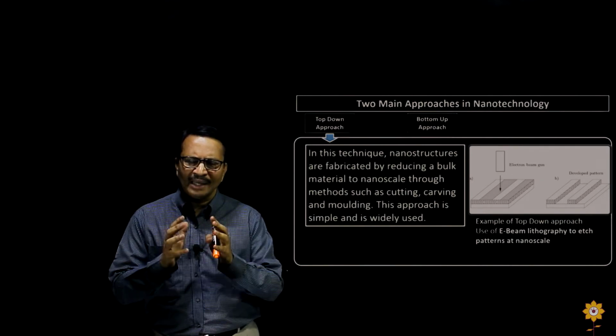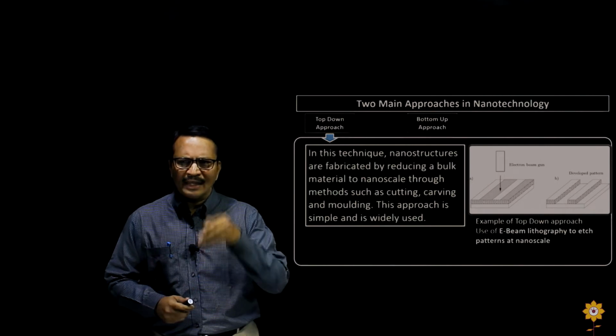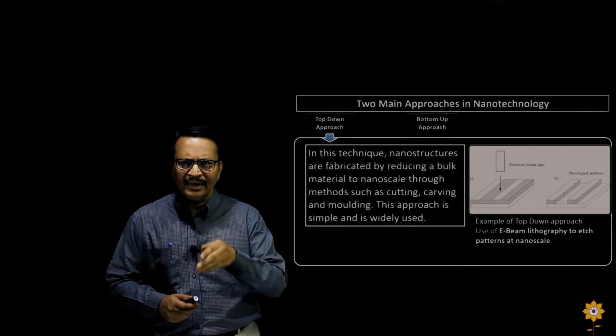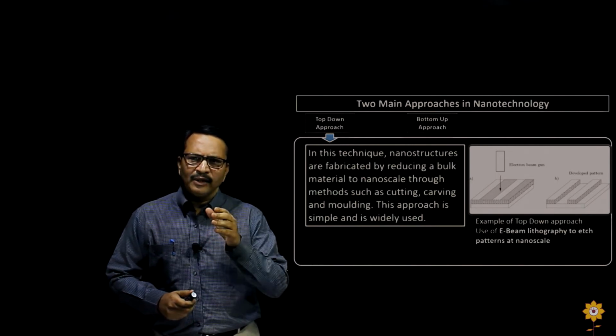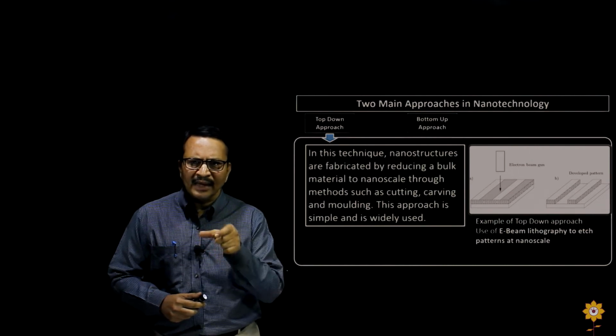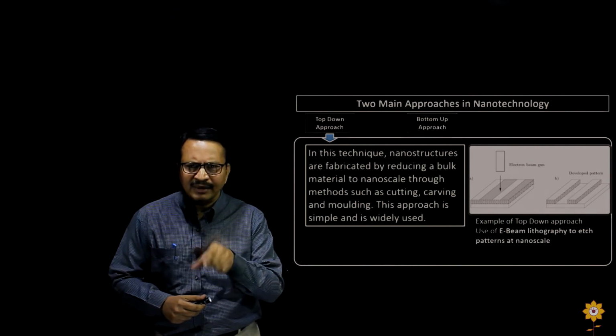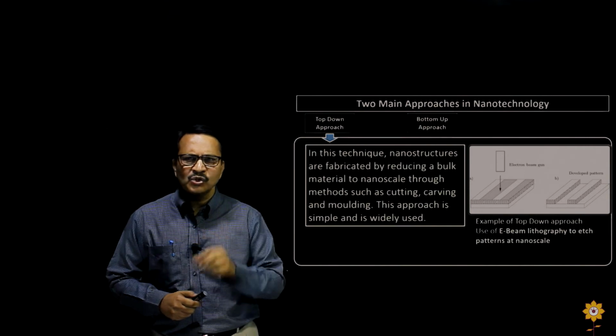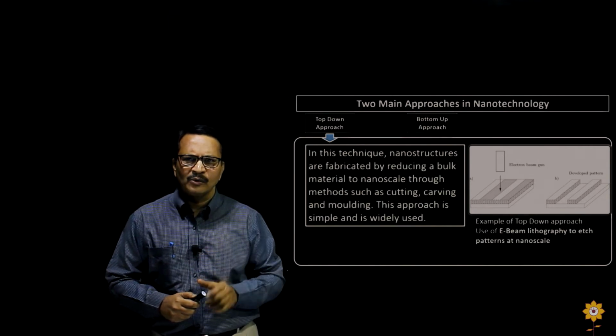This means you have a bulk material and you either cut it or grind it, right? And you use it to make a nanoscale frame in that particular material. So this is called the top-down approach.